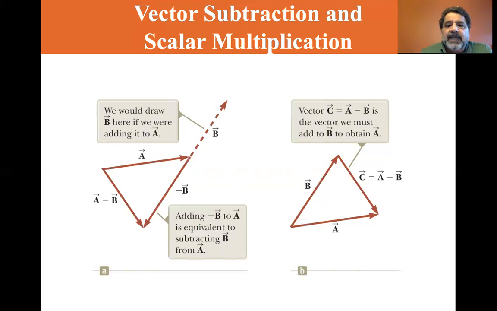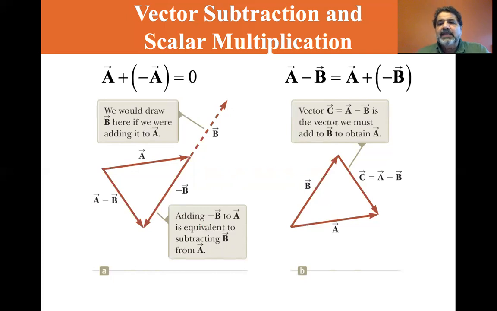Okay, scalar multiplication. Oh, I'm sorry. There's a plus minus a is always equal to 0. It's kind of folded over on itself. A minus b is equal to a plus minus b. We're just going through these same steps.